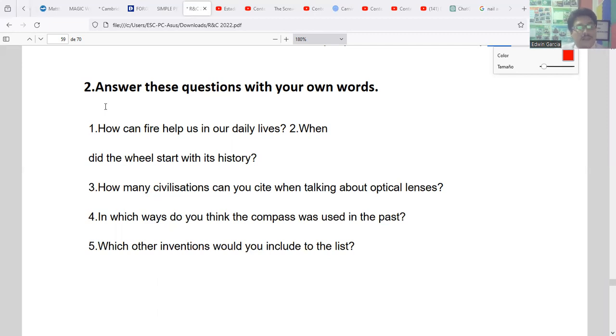Number four: in which ways do you think the compass was used in the past? Well, we are going to think they used this for discovering new parts of the world, or making explorations, or knowing where they were. With the help of the compass, they were able to know.